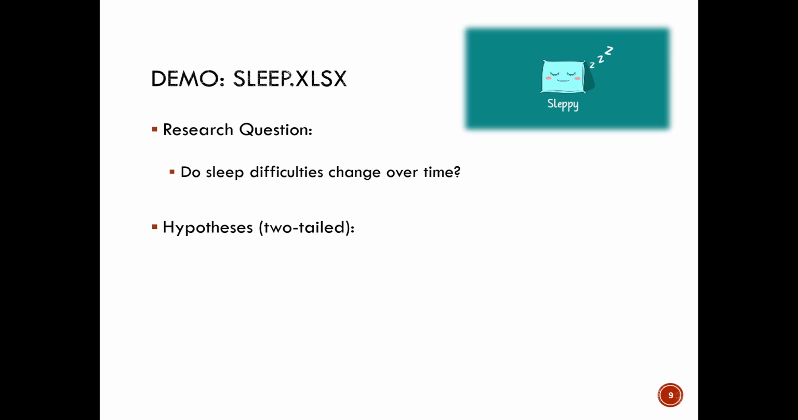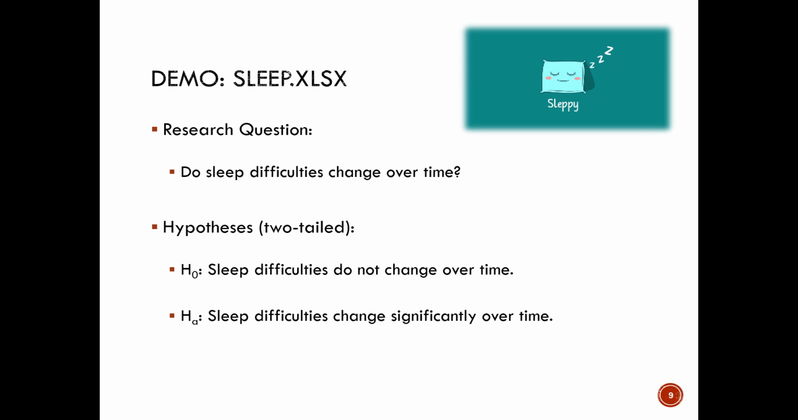If you convert this research question into testable hypotheses, let's take a look at the two-tailed hypotheses. Pretty simple, right? The null hypothesis says sleep difficulties do not change over time. In other words, Sleepy 1 and Sleepy 2 do not differ in their means. The alternate hypothesis says the sleep difficulties change significantly over time. It doesn't tell us the direction of change. It just says that those two time points, Sleepy 1 and Sleepy 2, are different in their means. This is what we'll test today.